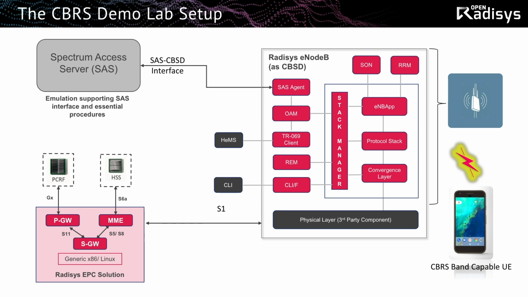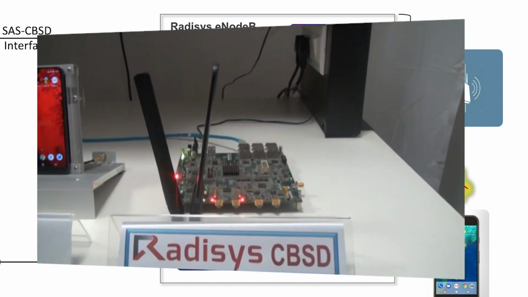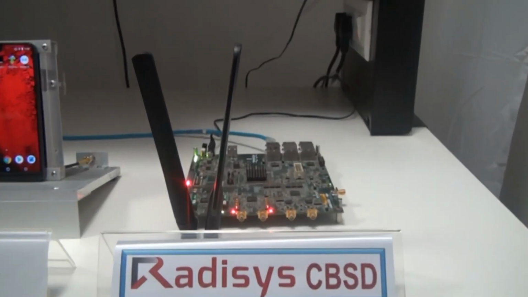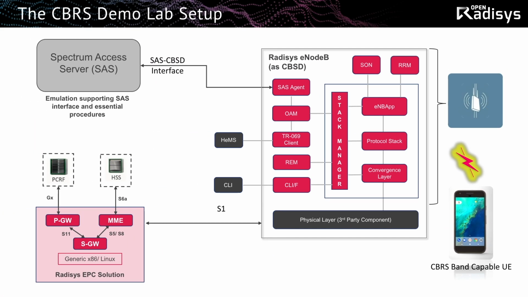There are 4 key components involved in the demonstration. 1. A Radisys CBSD to create a CBRS small cell-based LTE radio access network. A CBRS-capable Radisys LTE small cell software has a built-in SAS agent that supports standard-based HTTP interface towards SAS, configurable CBSD, or LTE small cell mode of operations, and support for all CBRS procedures, such as registration, spectrum inquiry, grant, heartbeat, relinquish, and deregister.